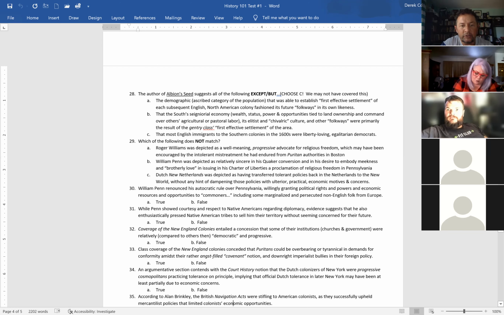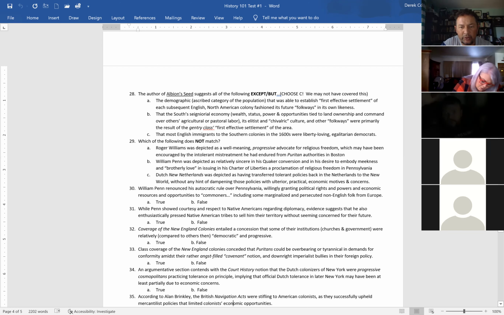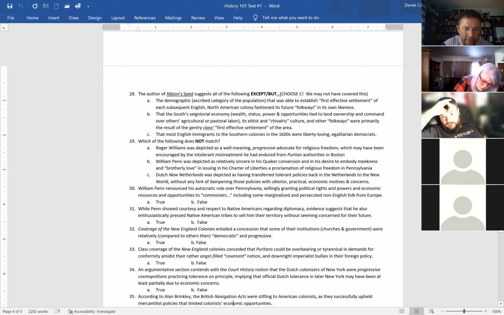Number 32, coverage of the New England colonies included the concession that some of their institutions were, relatively, compared to others back then, democratic and progressive. Yes, that was the very first number of the Northern Colonies handout. So we talked about their democratic form of church organization, right? Their congregational churches were autonomous, each church without a presbyter or bishop to oversee them. They democratically elected their own pastors. They had New England town hall meetings, and in their grand council, they allowed every village of 100 to elect a representative to be present in that grand council.